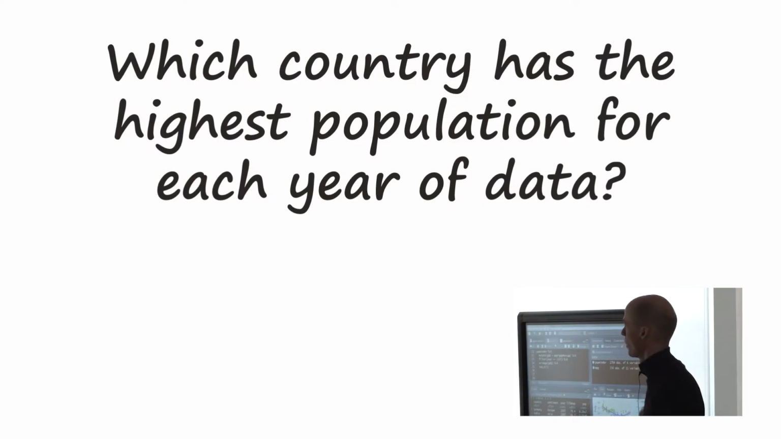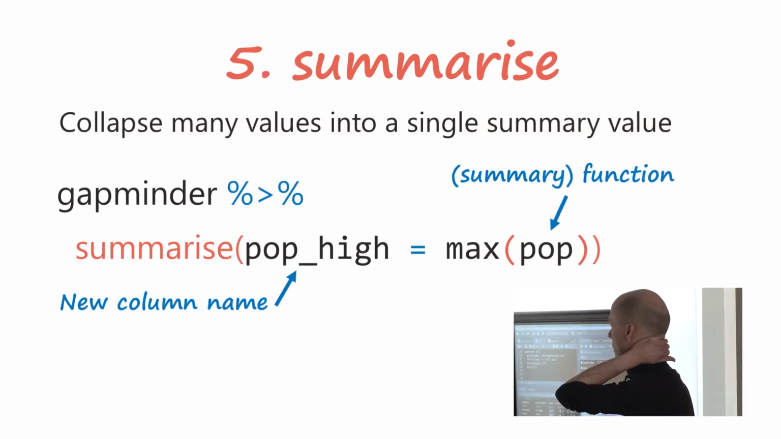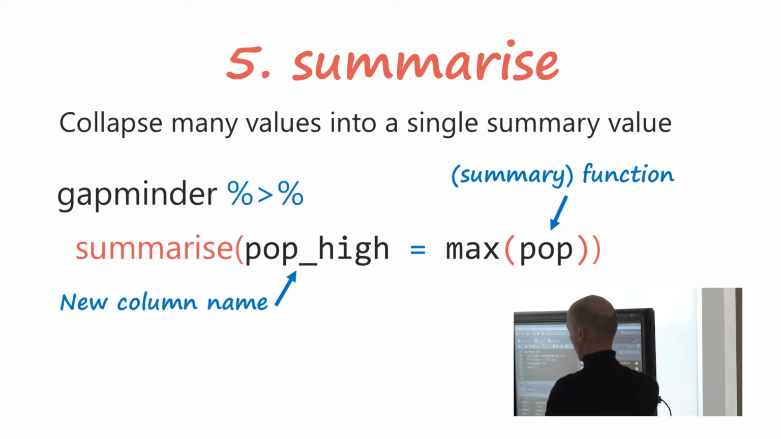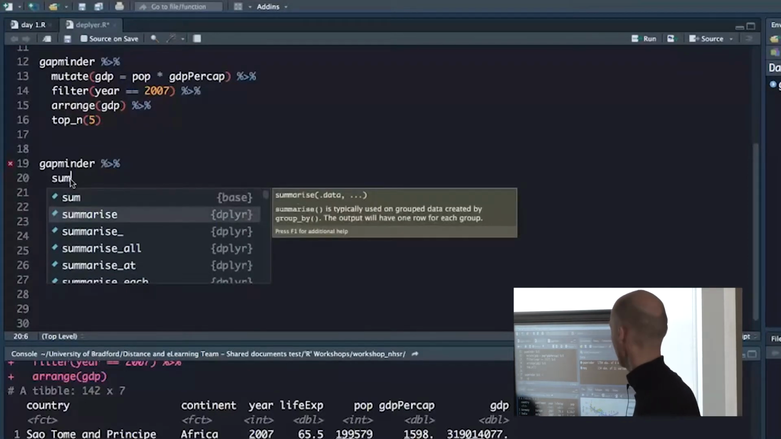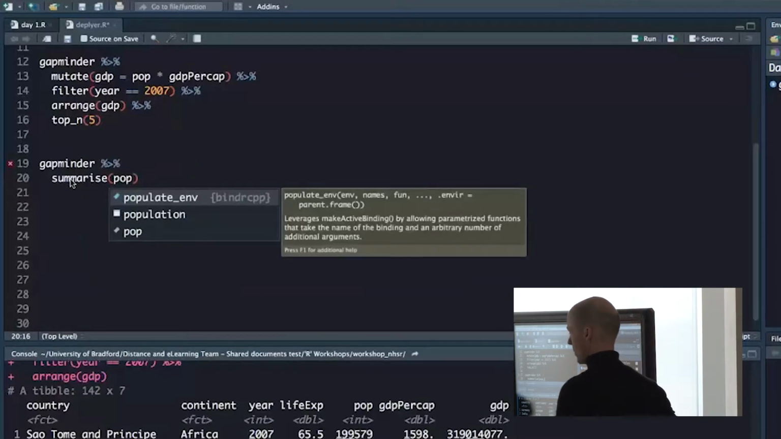Which country has the highest population for each year of data? Start addressing this with verb number 5. I've omitted verb number 4 for a reason, but verb number 5, summarize, allows us to collapse many values into a single summary value. So we can just take the whole Gapminder data set, then summarize it so that we can find the single maximum population value. And that will most probably be China, and most probably the most recent year.